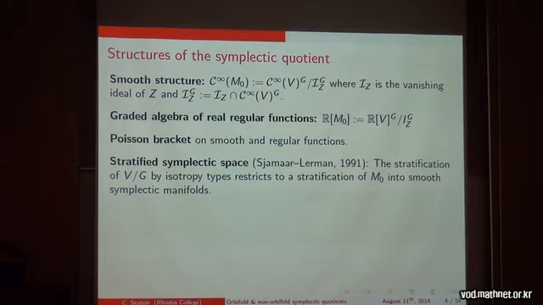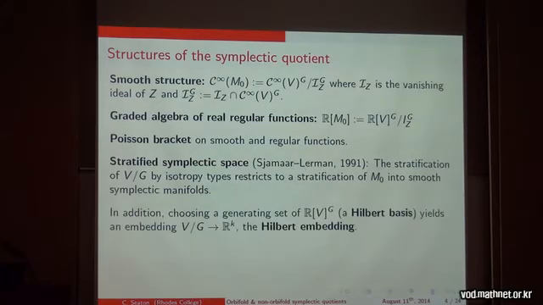And all of this structure together, by a result of Sjamaar and Lerman, makes this into a symplectic stratified space. So it's stratified into smooth manifolds, and on each of those smooth manifolds, the smooth structure coincides with the smooth structure of the total space by pulling back via the inclusion, and they all inherit symplectic forms.